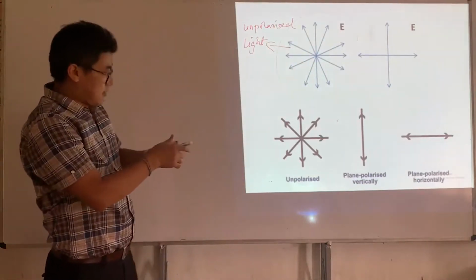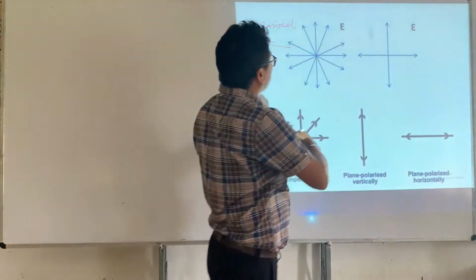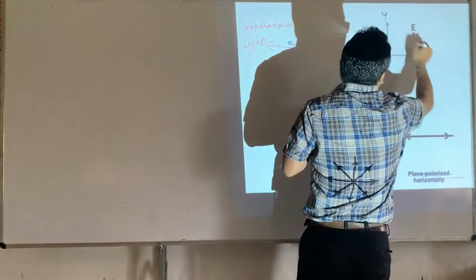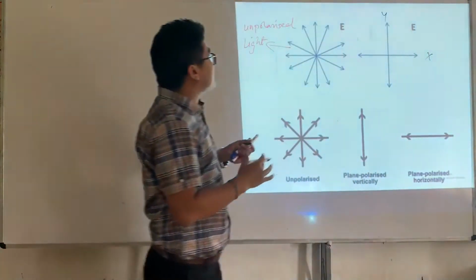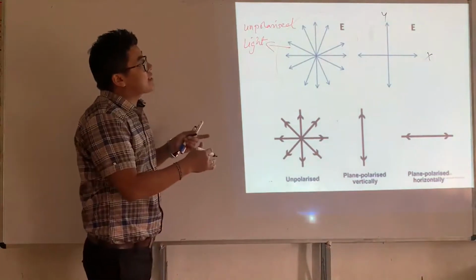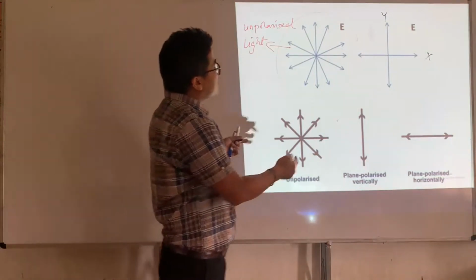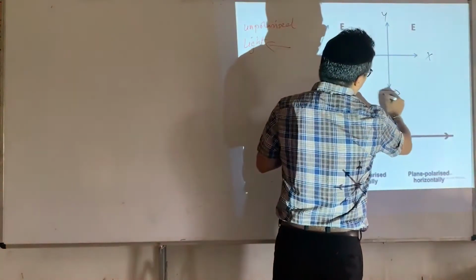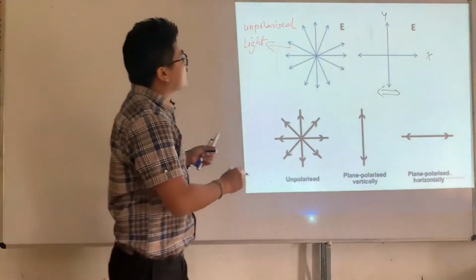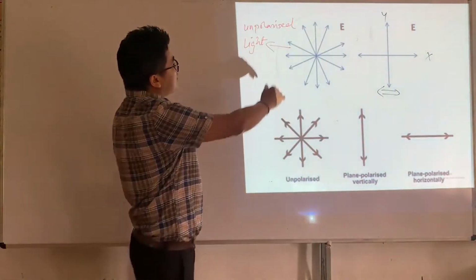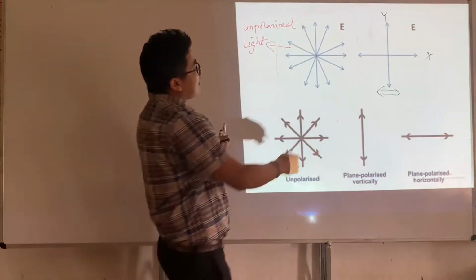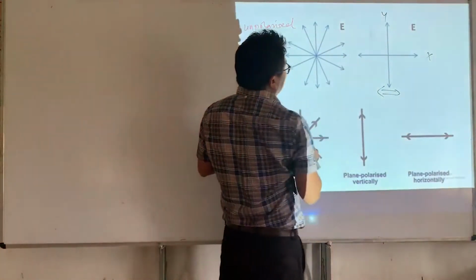Another way of showing this could be this. Let's say this is Y, this is X. I can represent every electric field in terms of X and Y. So this is how we show it. This is a simple way of showing unpolarized light. These two are not the same, right? So this is unpolarized light, and this is also unpolarized light.